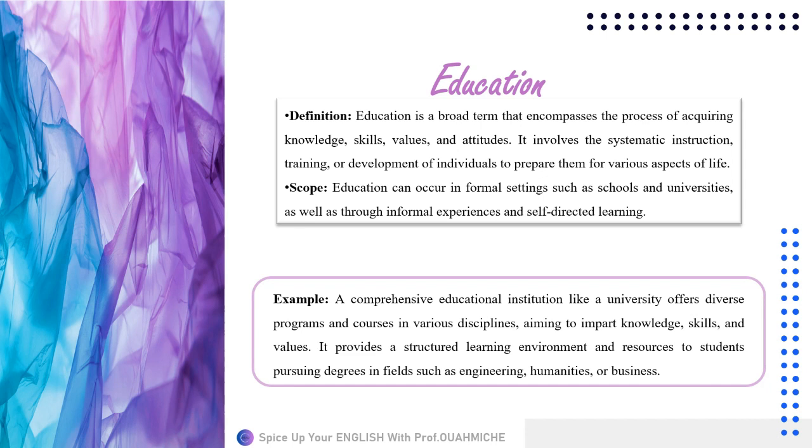For example, a comprehensive educational institution like a university usually offers diverse programs and courses in various disciplines aiming to impart knowledge, skills, and values. It provides a structured learning environment and resources to students pursuing degrees in fields such as engineering, humanities, or business.